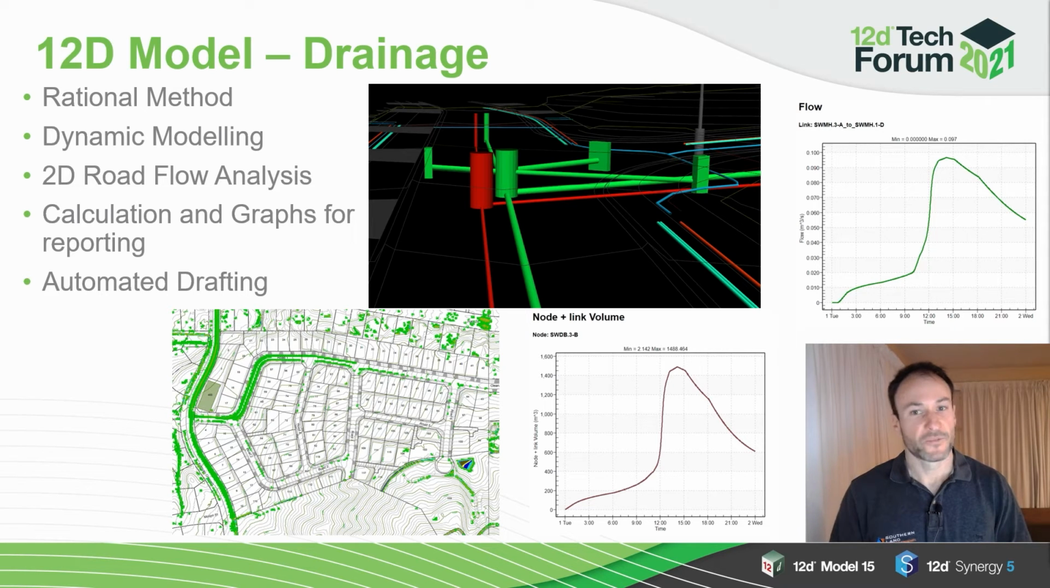The next stage of the project is all about your drainage. 12D Model's drainage tools are super powerful. We can do the rational method for all our pipe sizing. Then on this project in particular, we had a centralized stormwater attenuation system, and so we had to run that through and run a dynamic analysis against this.